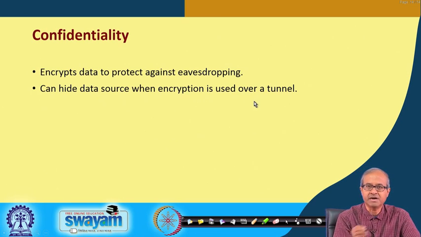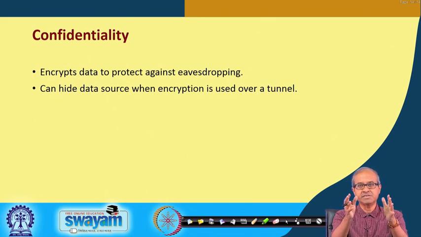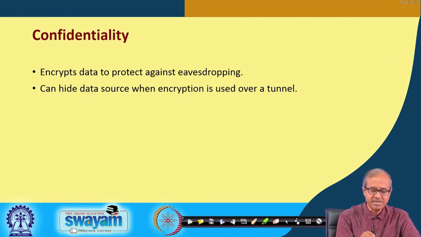Now, there is another requirement for this confidentiality. I have talked about the confidentiality of data. There can be another thing, like an intruder who is eavesdropping on a packet should not be allowed to know where the packet is coming from. So, the data source, that means the source IP address for example, can also be encrypted in some way, so that it is not directly visible to the person who is eavesdropping.